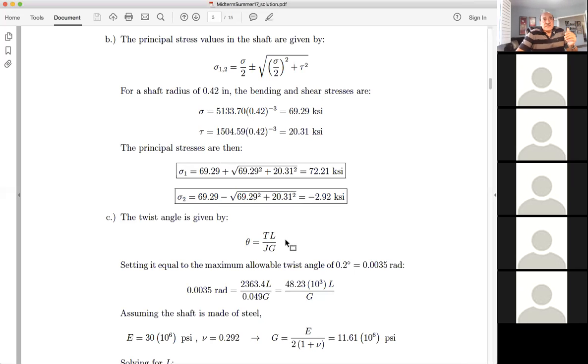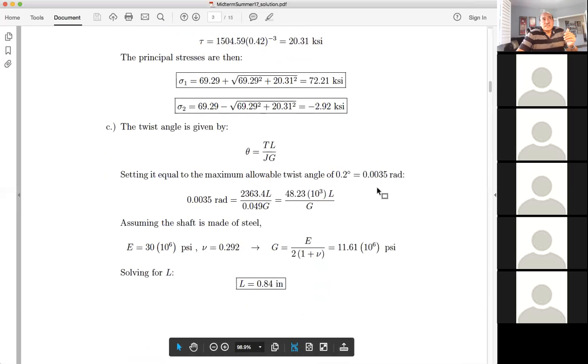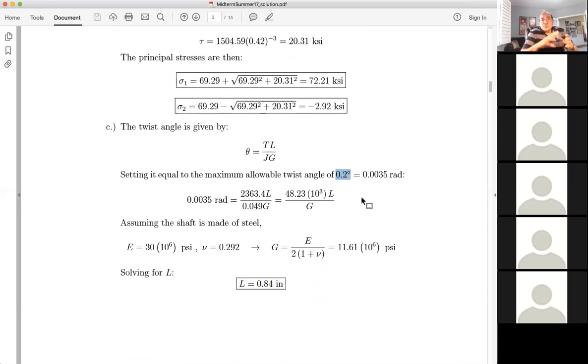Here, the length of the shaft came to be kind of ridiculously small, 0.84 inches, and the reason is the angle of twist is too sloppy. 0.2 degrees is too much to allow for. Okay.